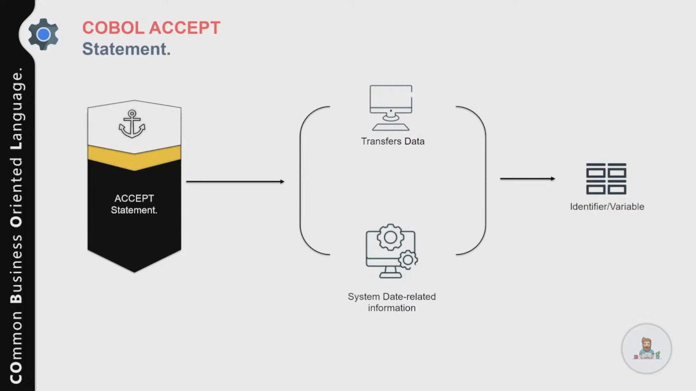So when the accept statement is executed, the computer waits for the user to type an entry on the keyboard and press the enter key. And when the user presses the enter key, the entry is stored in the variable identified on the accept statement, and the cursor moves to the next line on the screen. On an IBM mainframe, the accept statement gets its data from the SYSIN device. As a result, this device must be set to the terminal keyboard if you want your program to work interactively.